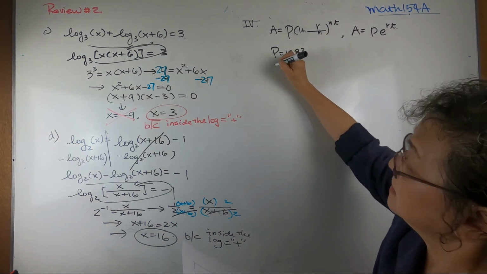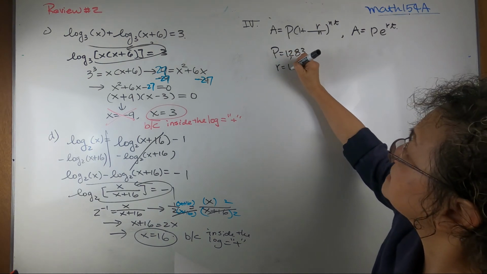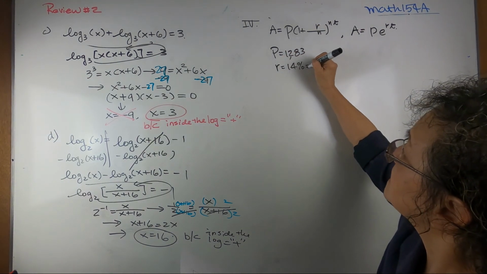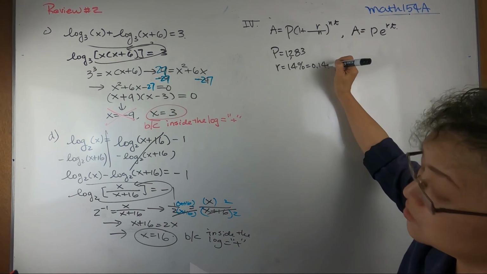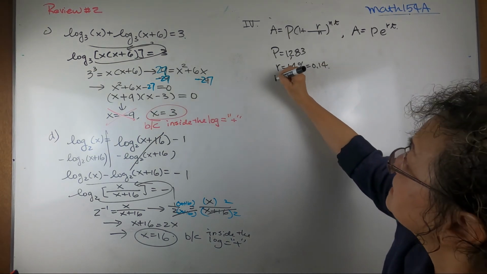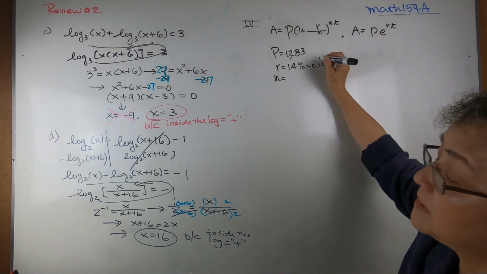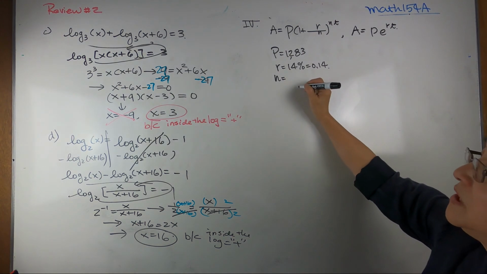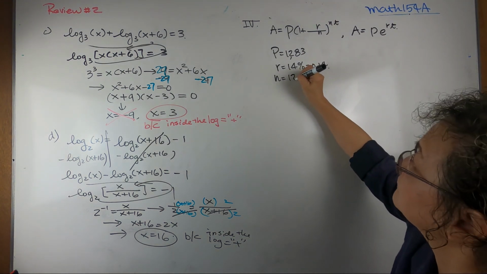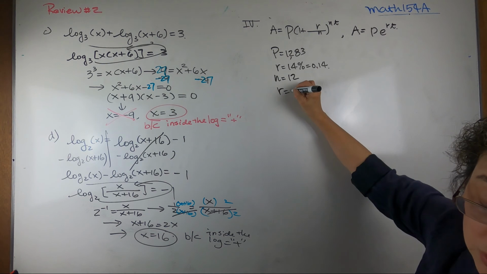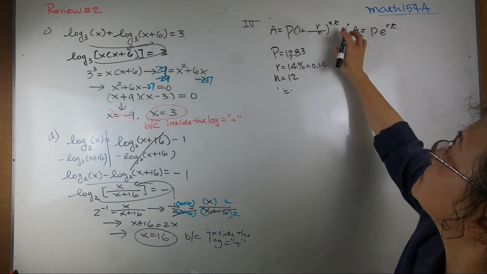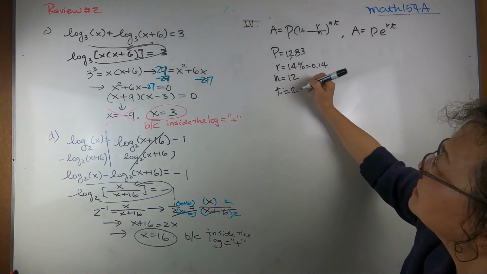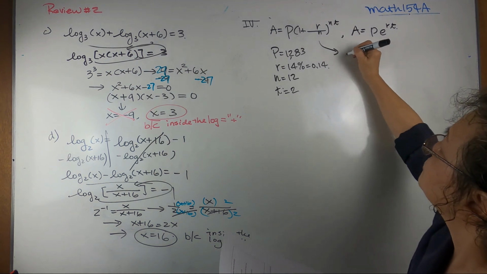1283, right? So your annual rate is what? 14%. You change it to decimals. That would be that. Then what's your n? Compound monthly. How many times per year for compounding? 12 times. How many years? Oops, not R, it's T. T is what? 2 years. So what do you have?